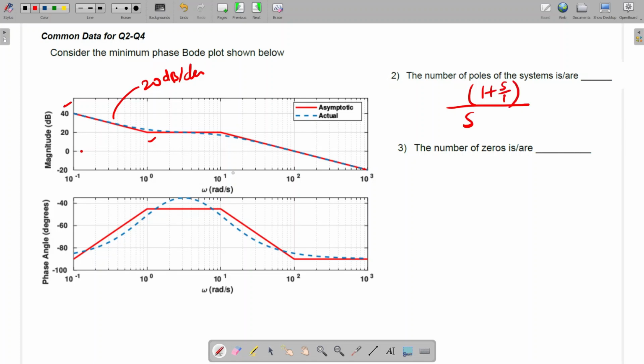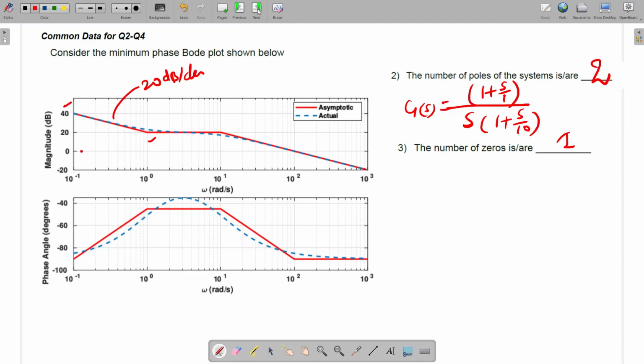Again at 10 we are getting one pole. So 1 plus s by 10. This will be the transfer function. So number of poles will be how much? 2. Correct? And number of zeros will be 1. Correct? Okay.